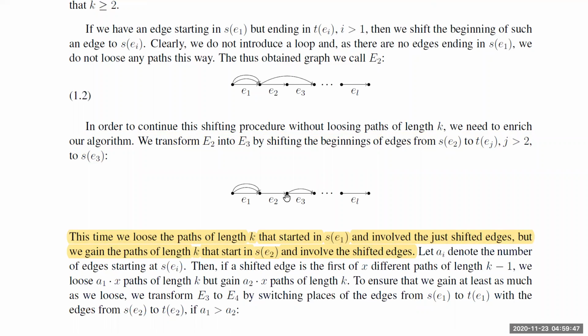These are really new paths that we gained that weren't there before because the shifted edges were not starting at this vertex before. Okay, so we gain and we lose. But we have to make sure that we gain at least as much as we lose. And to this end, we need to make one more move. Let me first introduce some notation.